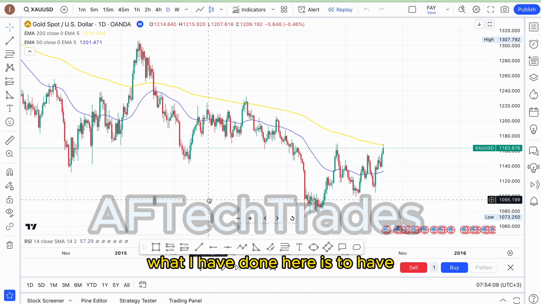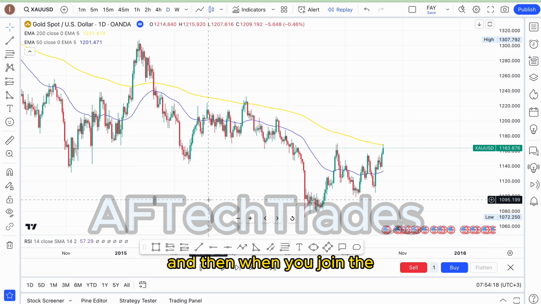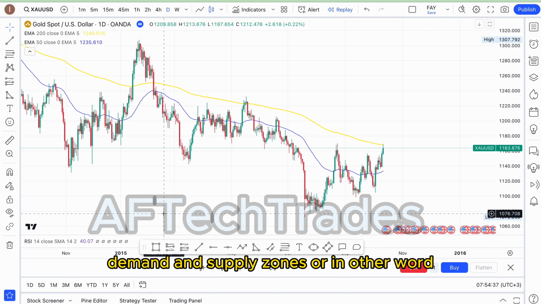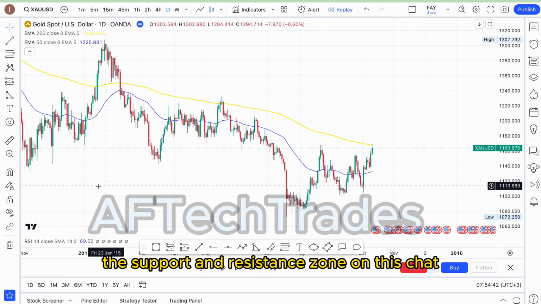Now, what I have done here is, I want to play live. I want to do it as if we are just entering the market, and when you join this trade, this is what you see. When we join this trade, this is what the chart looks like. So first of all, I need to mark out my demand and supply zones, or in other words, the support and resistance zones on this chart.